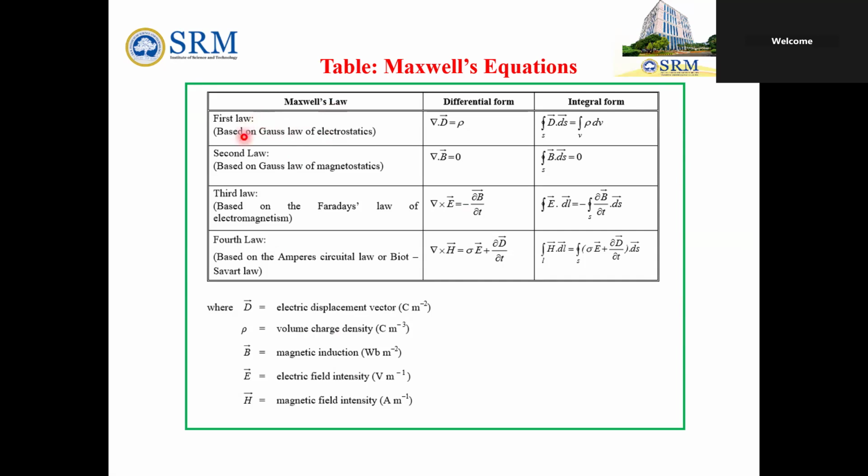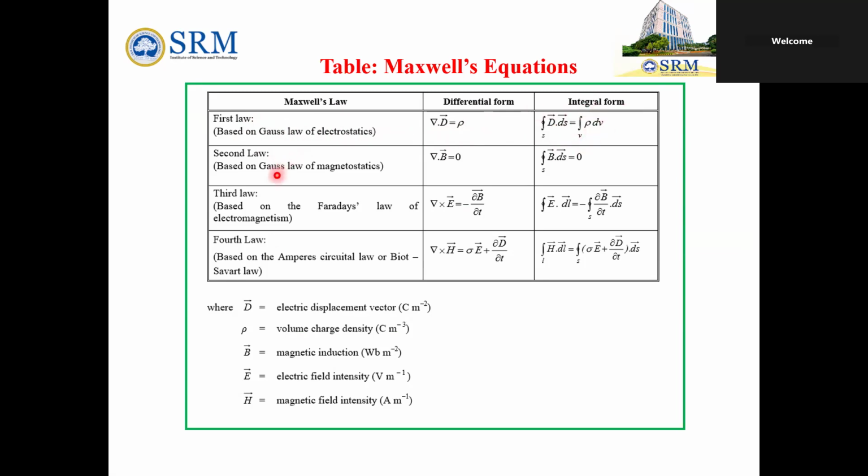The first law is based on the Gauss divergence theorem. The differential form of the equation is divergence D equal to rho, or del dot D equal to rho. The integral form is the closed surface integral of D dot ds equal to the volume integral of rho dv. This is the integral form of Maxwell's first equation.